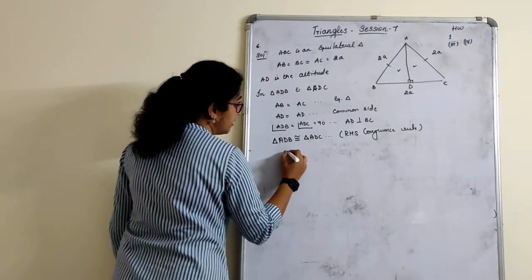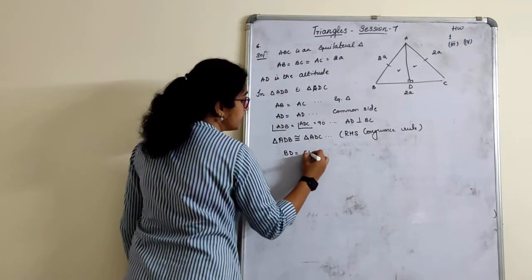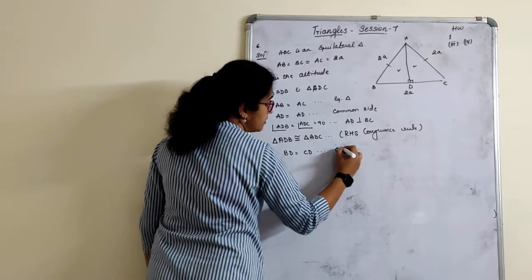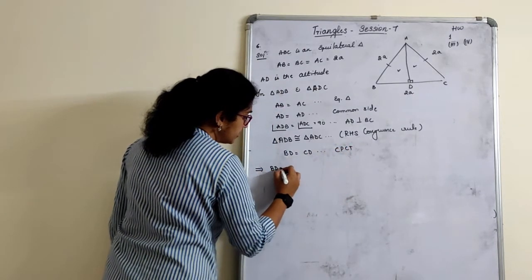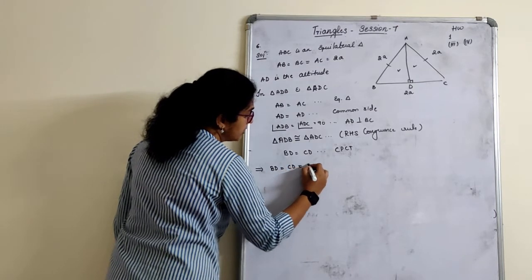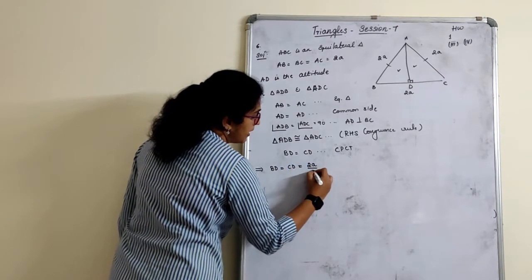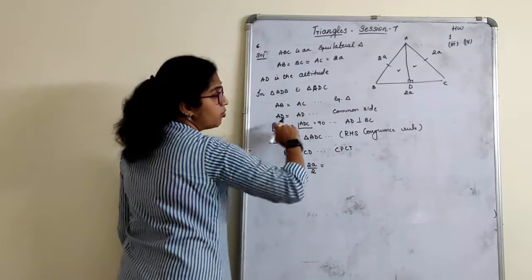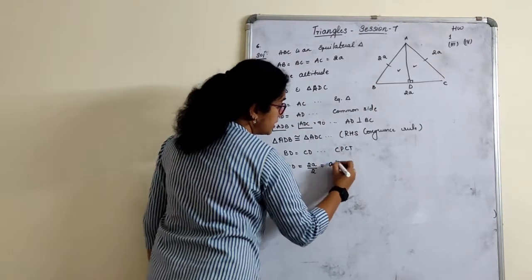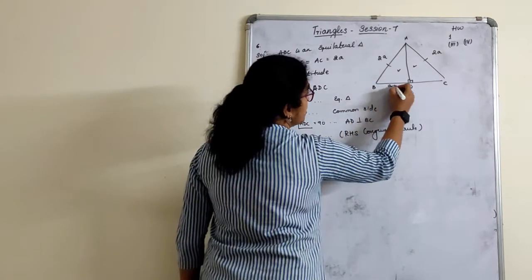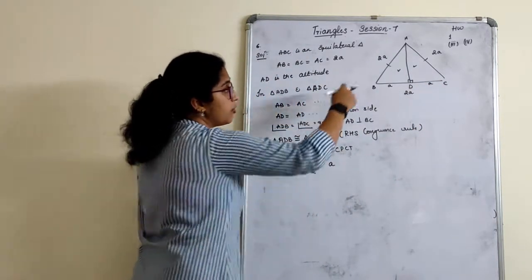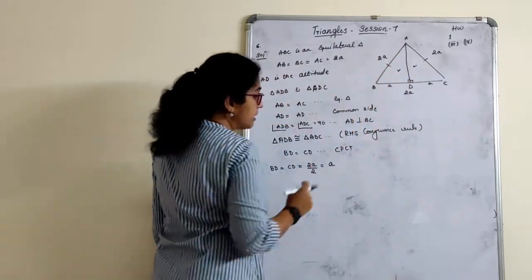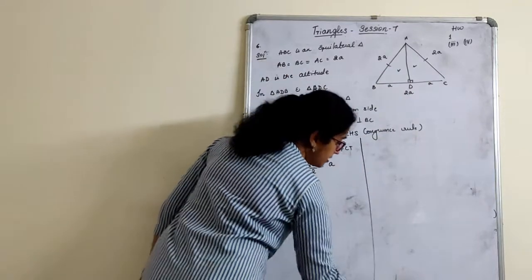Right? From this I will tell BD is equal to CD. Reason: CPCT. This implies BD is equal to CD is equal to 2A by 2. That is, whole is 2A, by 2 is nothing but A. So this measures A and this also measures A. Now we know all the measures. Only the height I need to find out. I'll do it this side, children, here.